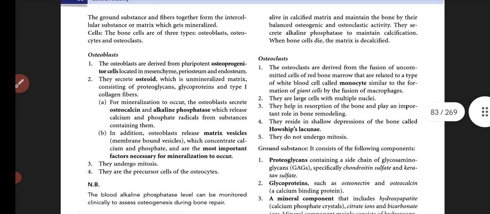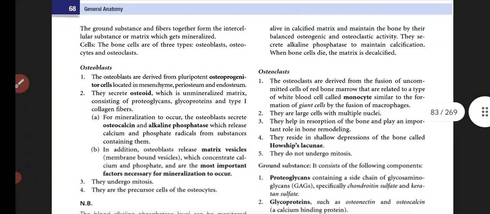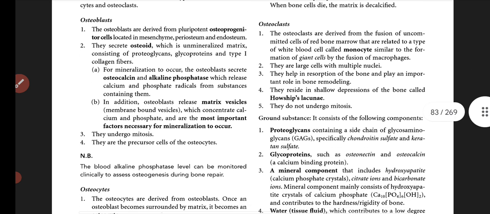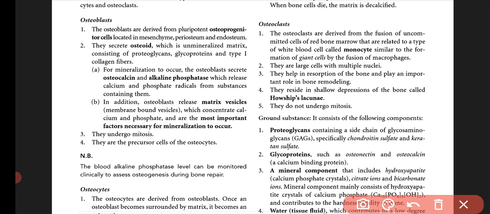Next is the osteoclast. The osteoclasts are derived from the fusion of the uncommitted cells of the red bone marrow that are related to a type of white blood cell called the monocytes. They are large in size with multiple nuclei. They help in resorption of the bone and play an important role in bone remodeling. They reside in the shallow depressions of the bone called the Howship's lacunae. It is important: Howship's lacunae.